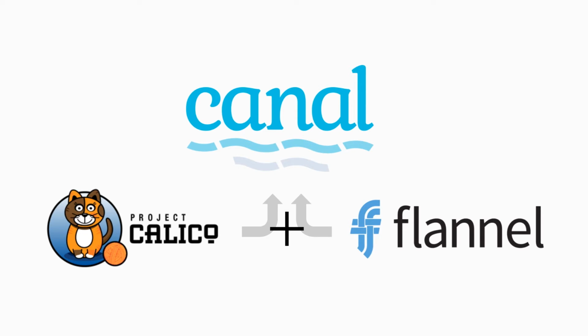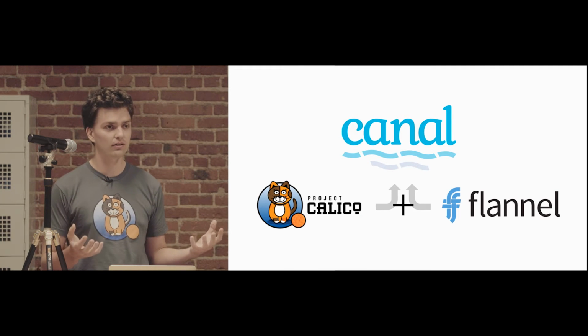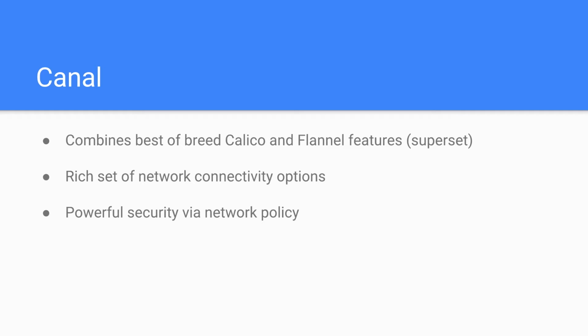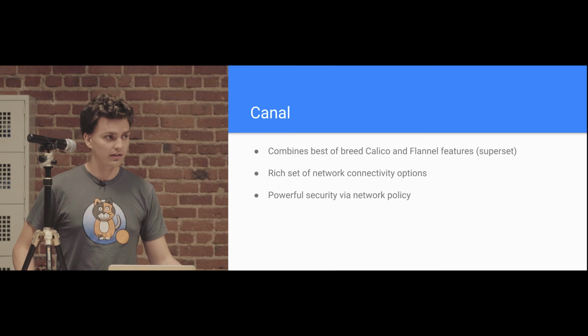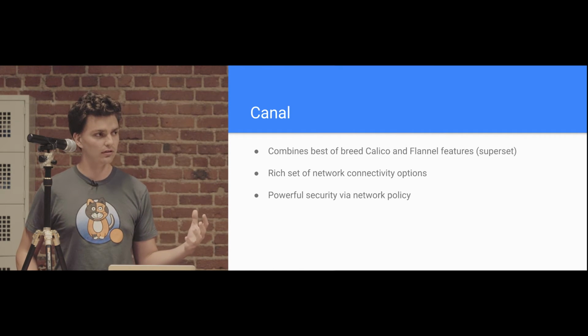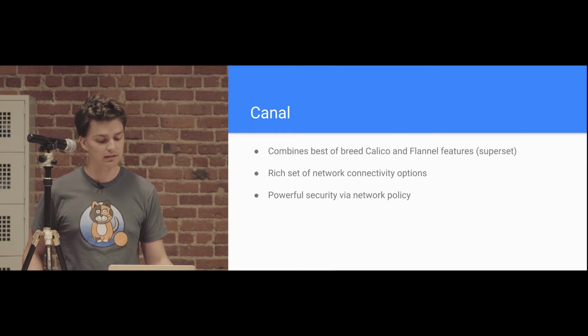If you're not familiar with Canal, it's a project that we've been working on at Tigera with the CoreOS folks to bring together Calico and Flannel under the same roof. What this gives you, really, is the best of Calico and the best of Flannel together. Specifically, you get a whole bunch of different network connectivity options, both from Calico and from Flannel. And you get powerful security through the network policy engine that Calico provides.